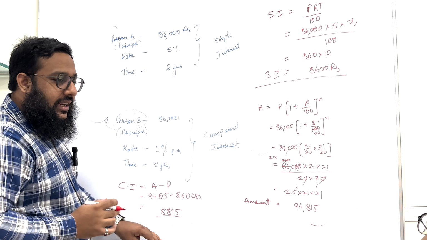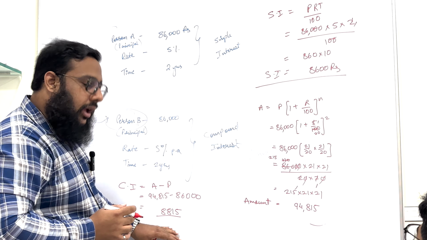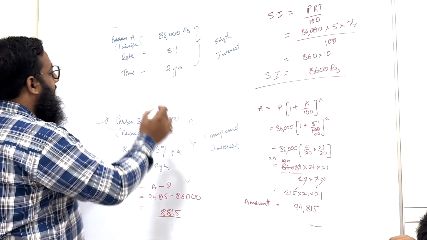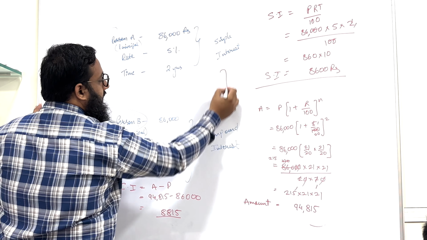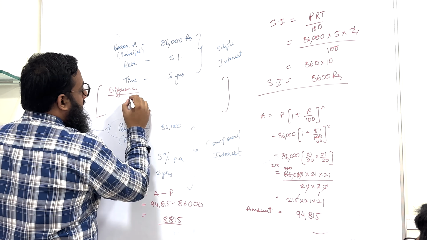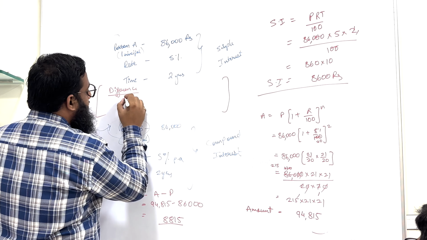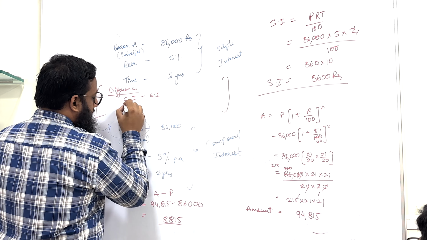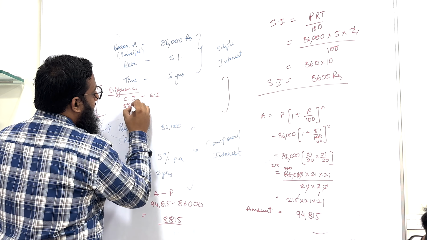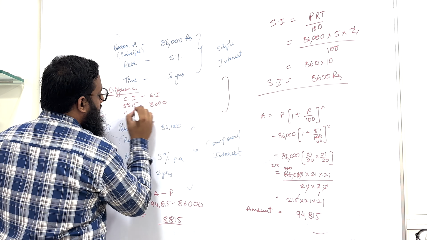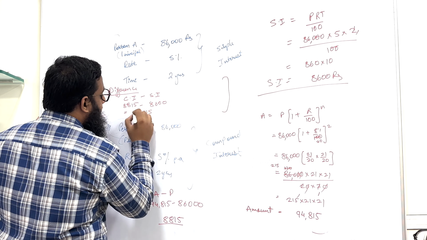You can clearly see that compound interest is more and simple interest is less. Now the main thing we are going to do is find the difference: compound interest, which is more, minus simple interest. So 8815 minus 8600 comes up to 215 rupees.